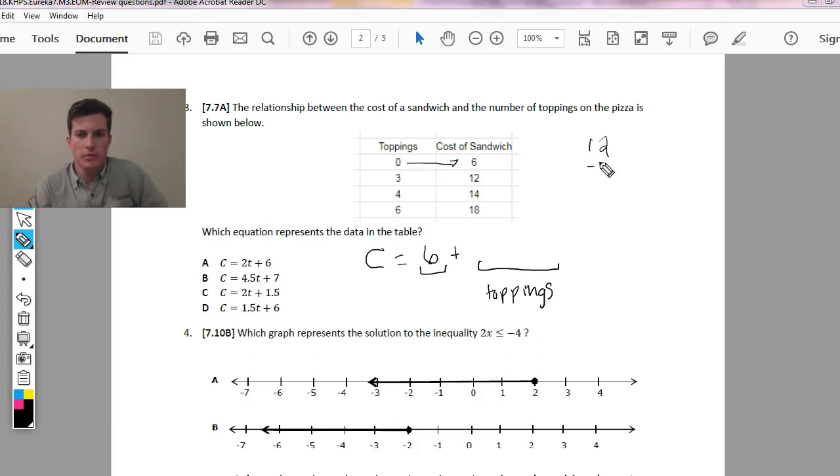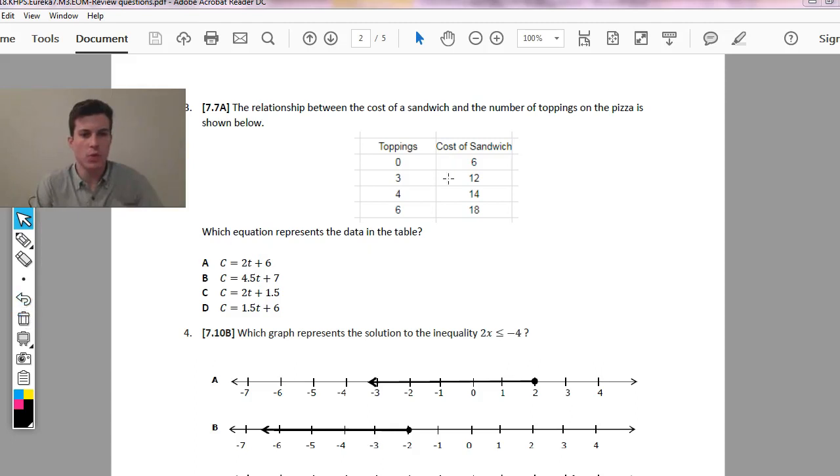So if I do 12 minus 6, then $6 was the cost of the sandwich with no toppings, and $6 for 3 more toppings. Okay, so 3 toppings, you added $6. So how much did you add per topping? Well, if I divide by 3, I can see, hey, 1 topping would cost $2. So it's 2 times the number of toppings, which is T. And this looks like answer choice A. The only thing they did is they put these in the opposite order.